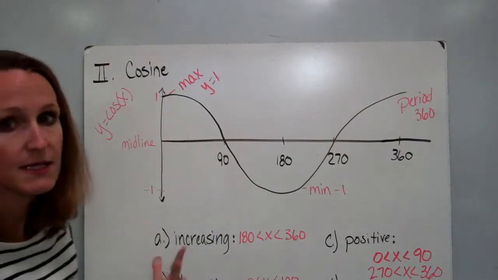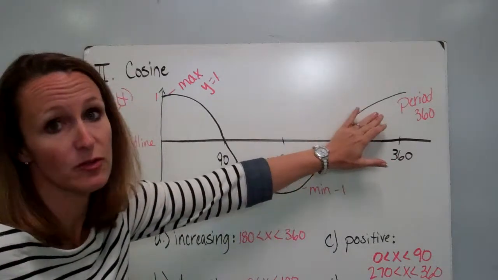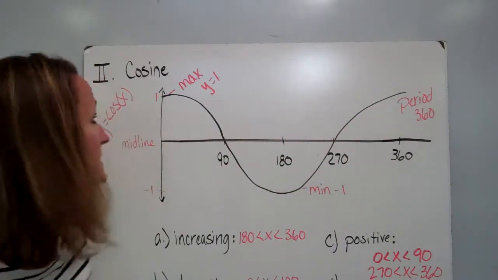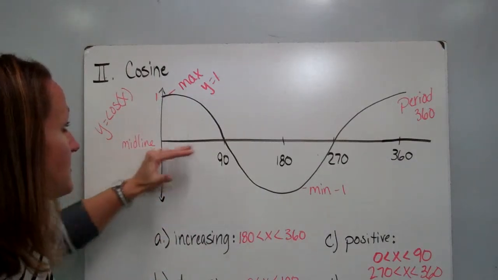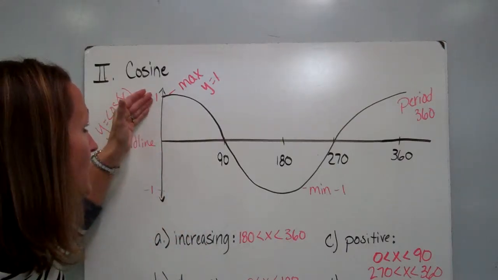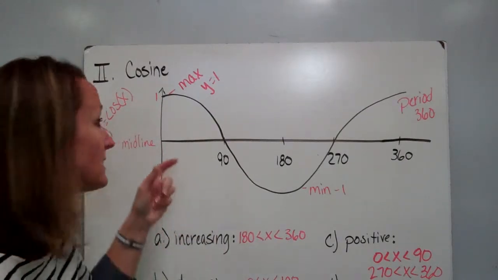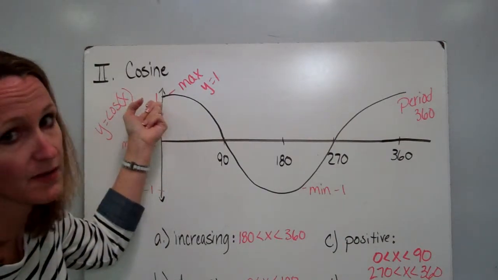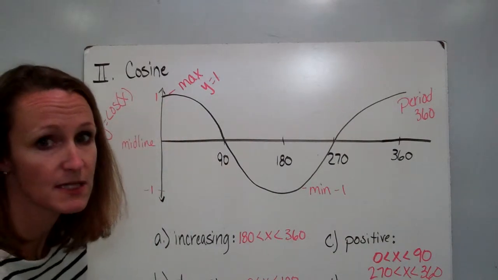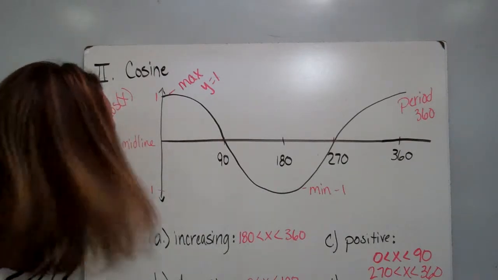The cosine graph has some similar characteristics to the sine graph in that it's a periodic graph that has a period of 360, still functions around the midline. In the basic graph, it still has a max of 1 and a min of negative 1. But notice, unlike the sine graph, this time the cosine graph starts at 1. That's what designates them from each other. Sine starts at 0, cosine starts at 1.